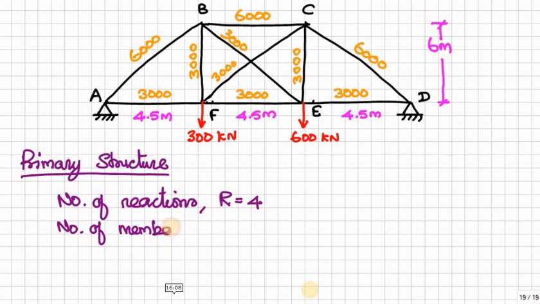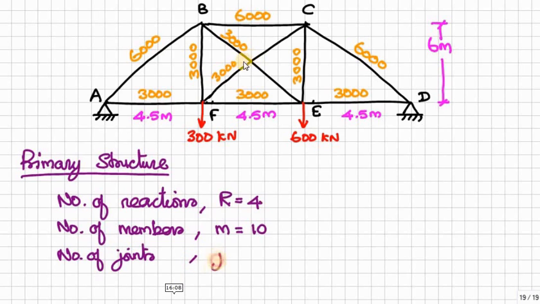So for the primary structure, the number of reactions R is equal to 4: 2 at support A and 2 at support D. The number of members M is equal to 10: 1, 2, 3, 4, 5, 6, 7, 8, 9, 10.